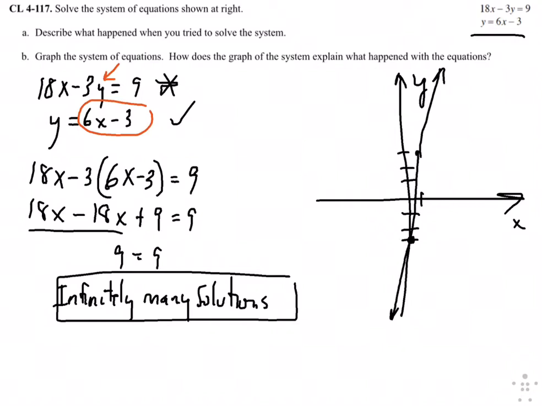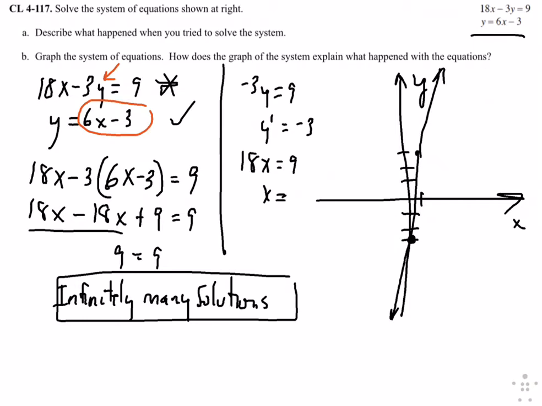Let's get some intercepts. So if I put a 0 in for x, I get negative 3y equals 9. So the y-intercept equals negative 3, that's right there. And then if I put a 0 in for y, I get 18x equals 9. x equals 9/18, 1/2. So the x-intercept is 1/2, which is here.